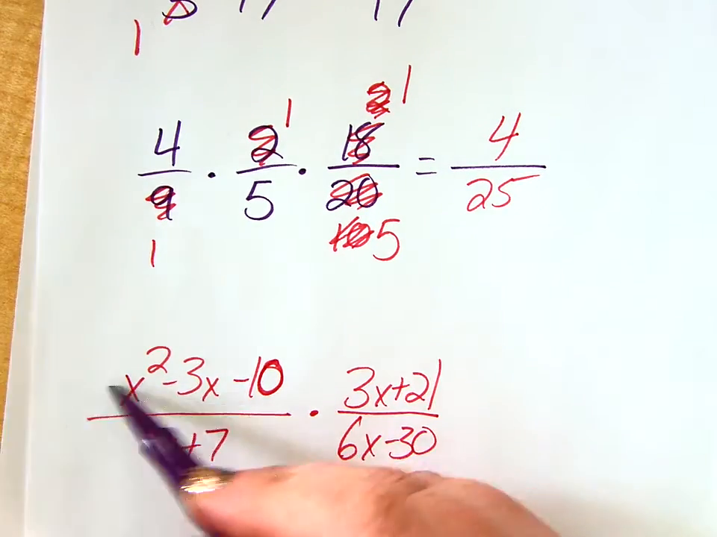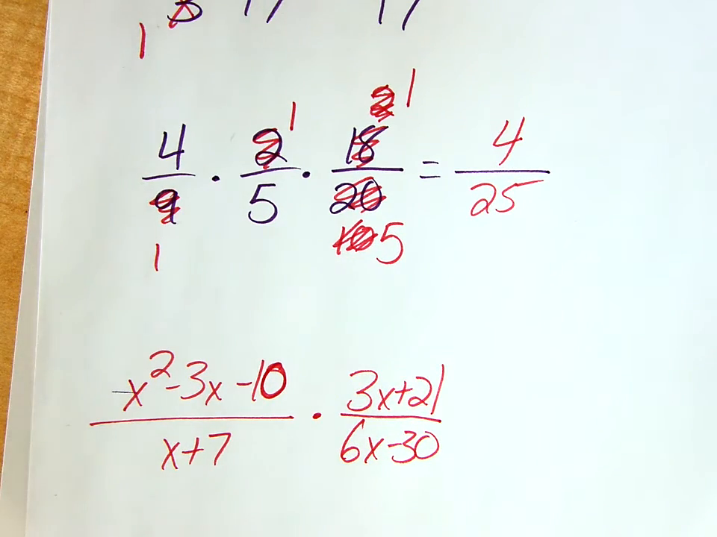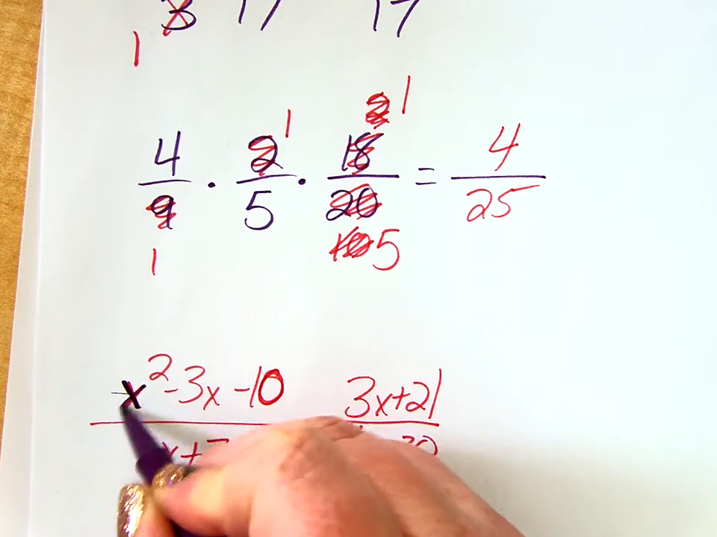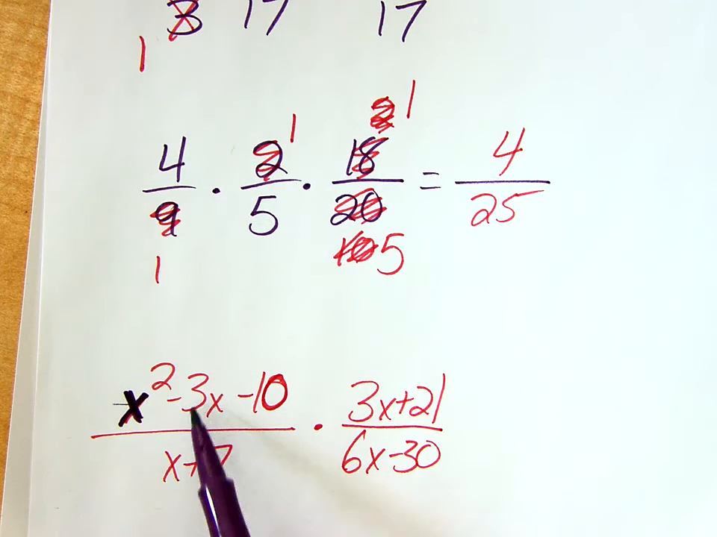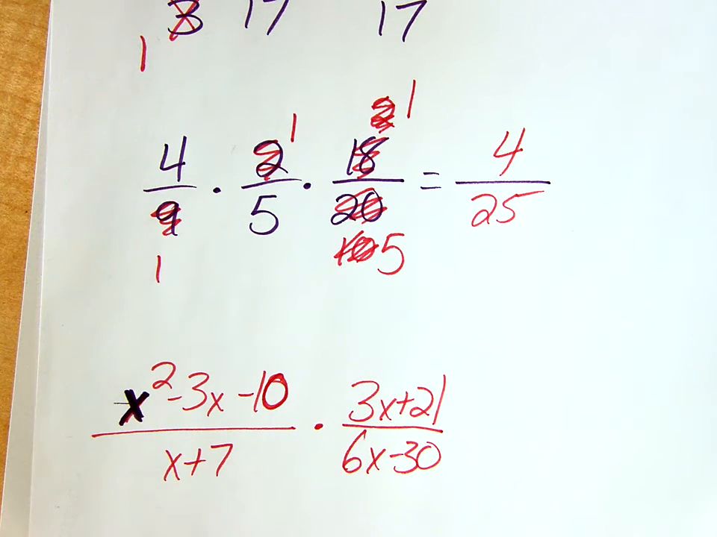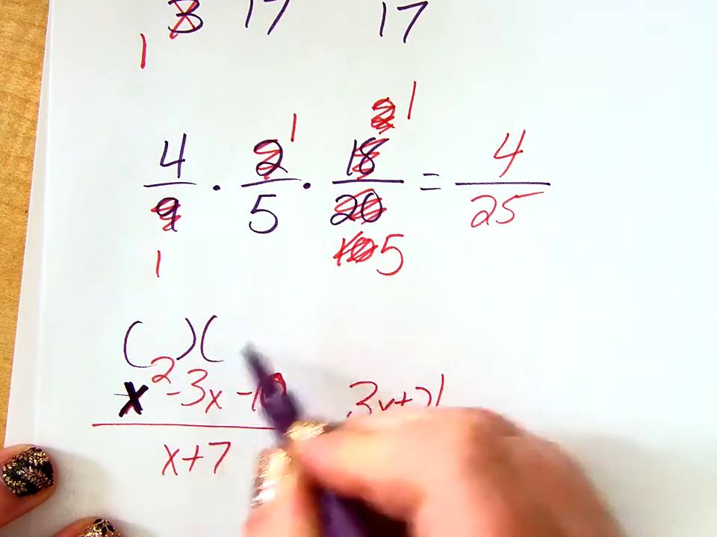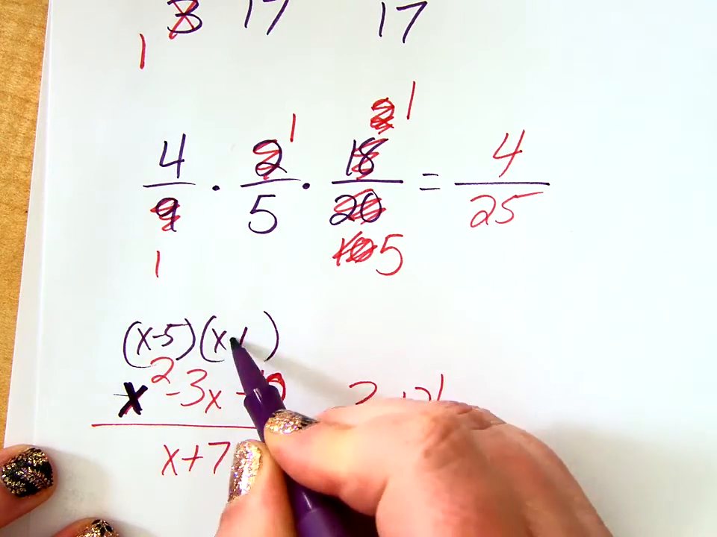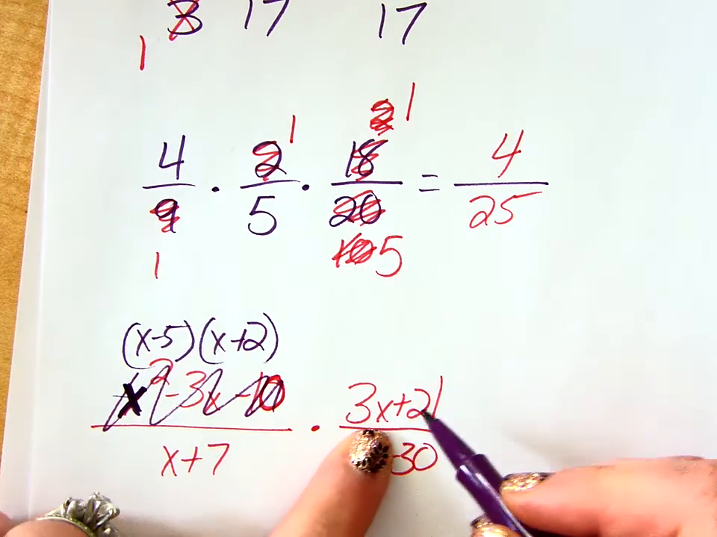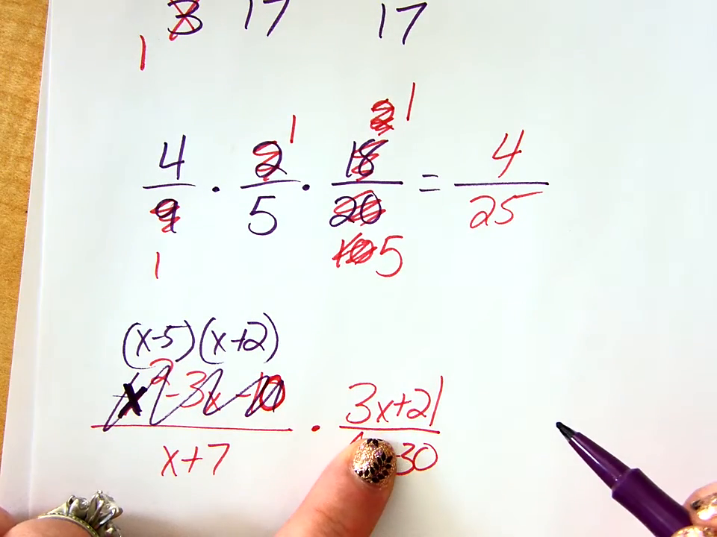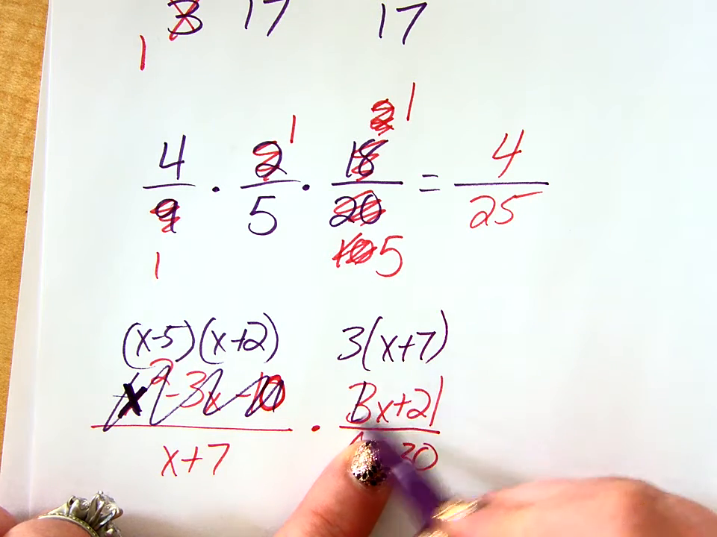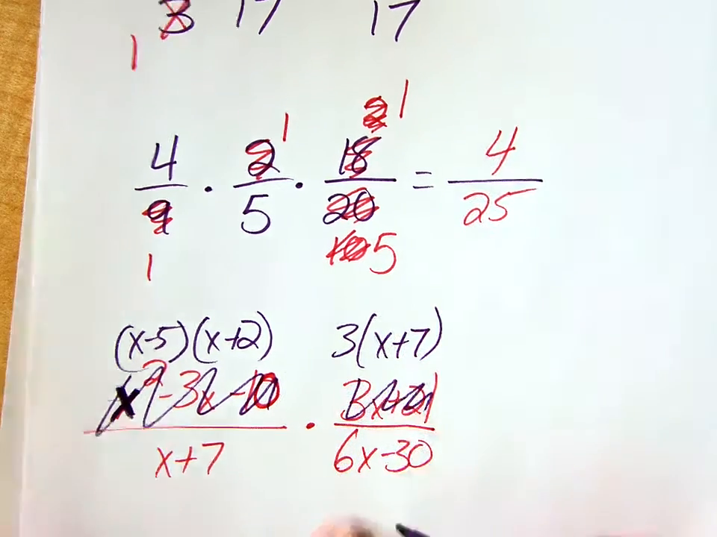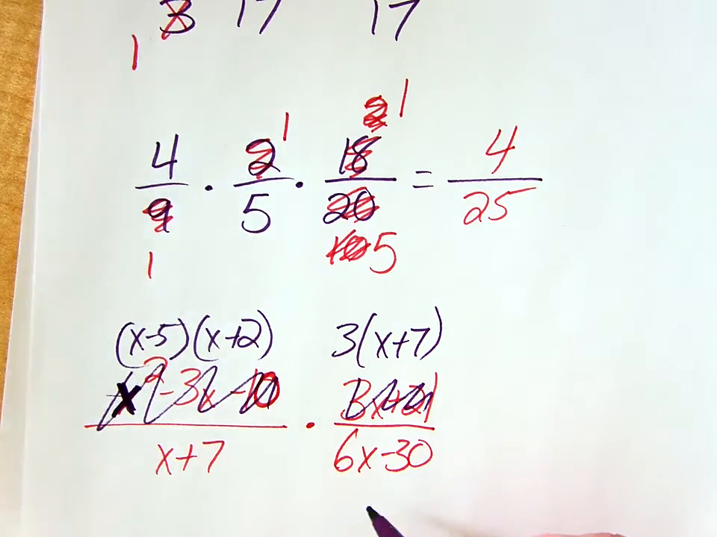Let's take a look at this first thing. I just made a stray mark that makes it look like a negative. It's not. That's just a positive x squared. So I want factors of negative 10 that add up to be negative 3. What would those be? Negative 5 and a positive 2. Okay, that one's done. Over here, what can I take out? 3, times (x plus 7). That one's already done. Over here, take out a 6, times (x minus 5).